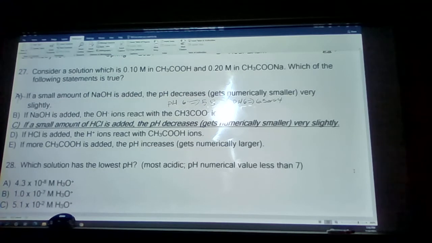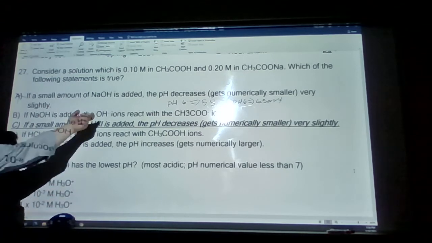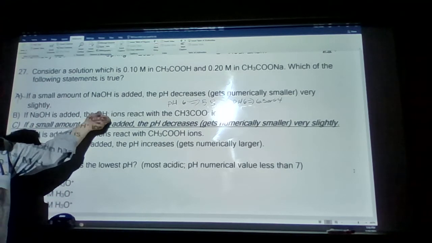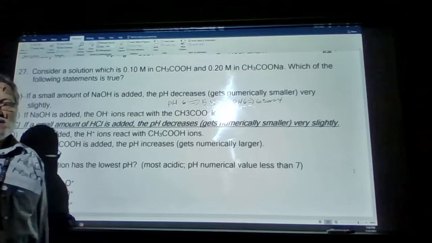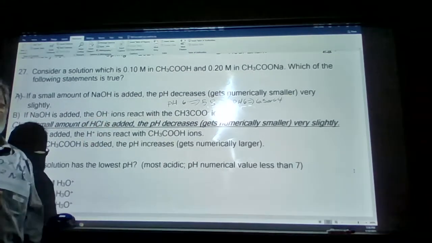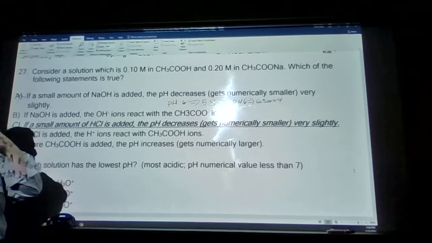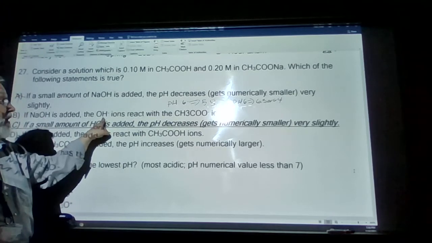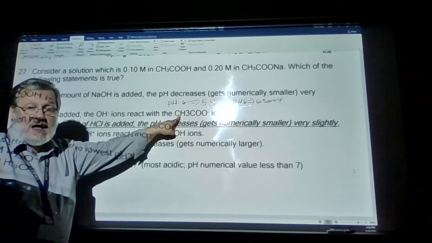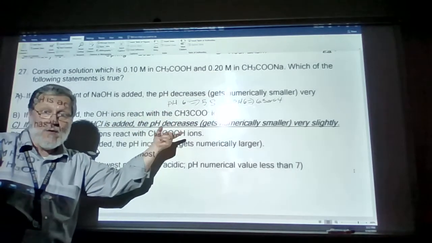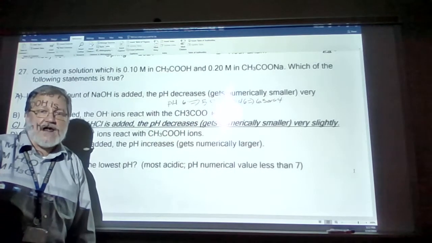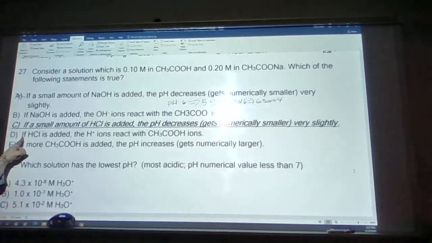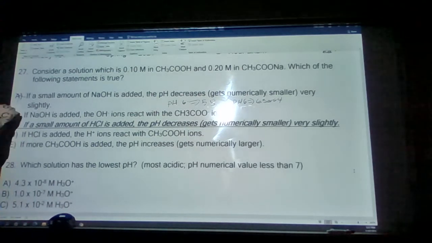If the sodium hydroxide is added, the OH minus reacts with the acetate anions. Well, no, this is a base and that is a base. If you have an acid and a base, the acid reacts with the base. The OH minus is our added base. Does it react with the acetate anion? No, it reacts with the acetic acid. So it's not B.